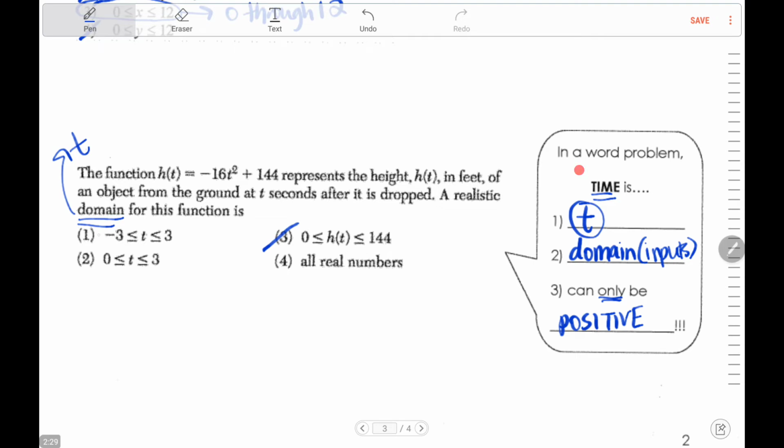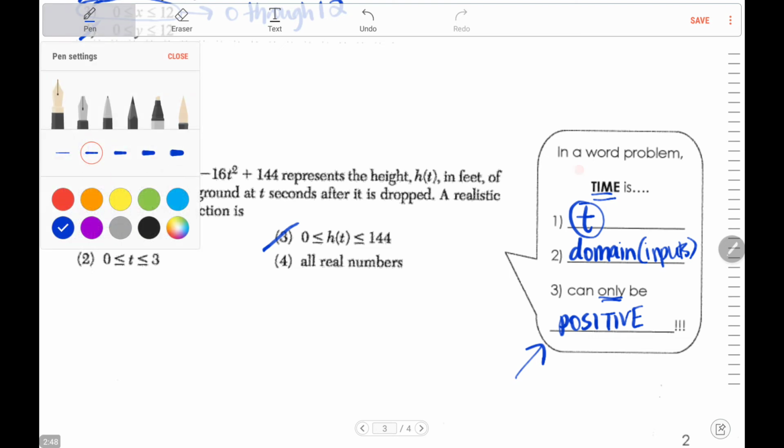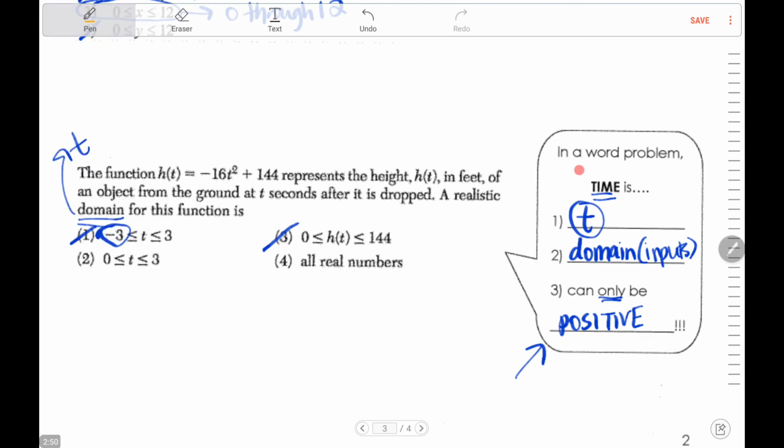Answer choice 1 is saying negative 3 through 3 is a domain. Now, can we have negatives? No, remember, we can only have positive values for the domain, so it can't be answer choice 1. Now we're left with answer choice 2 and answer choice 4. A quick note about what it means when they're saying real numbers: real numbers includes negative numbers. So can time be negative? No. So we can also eliminate that.